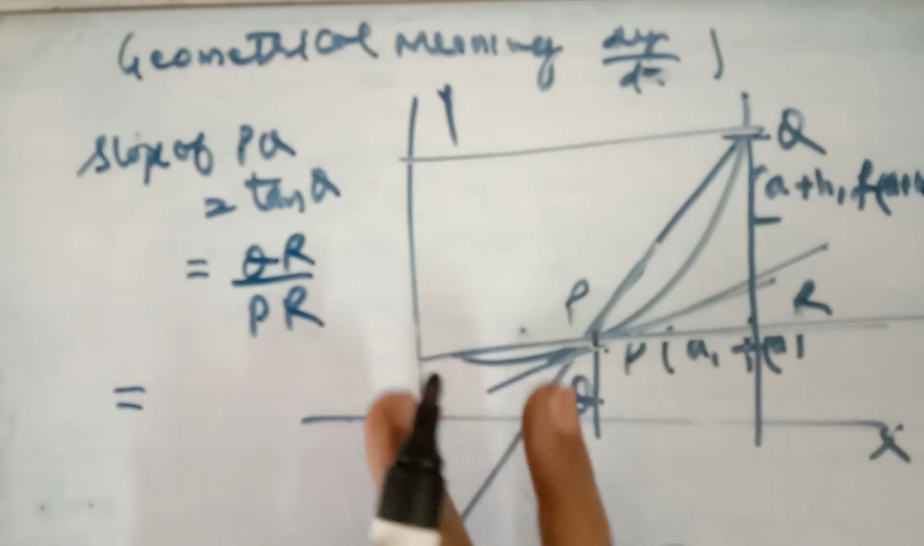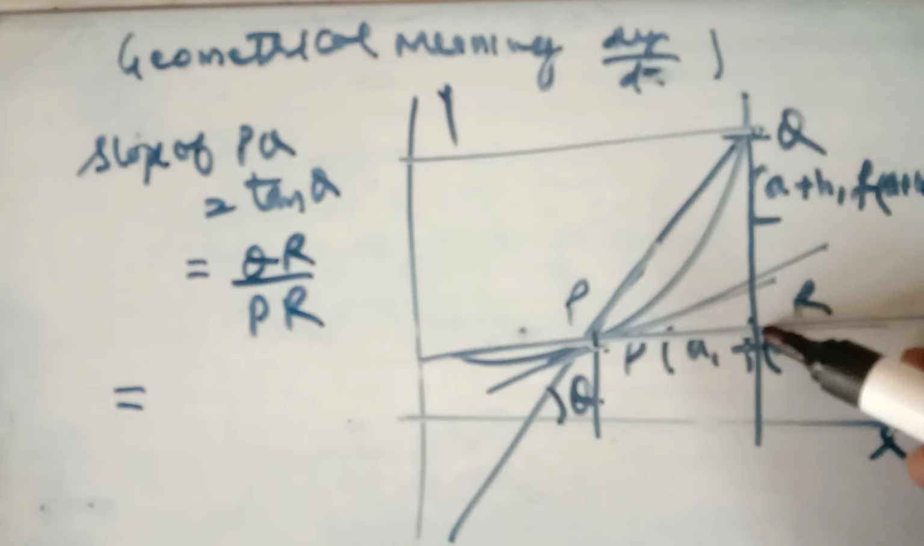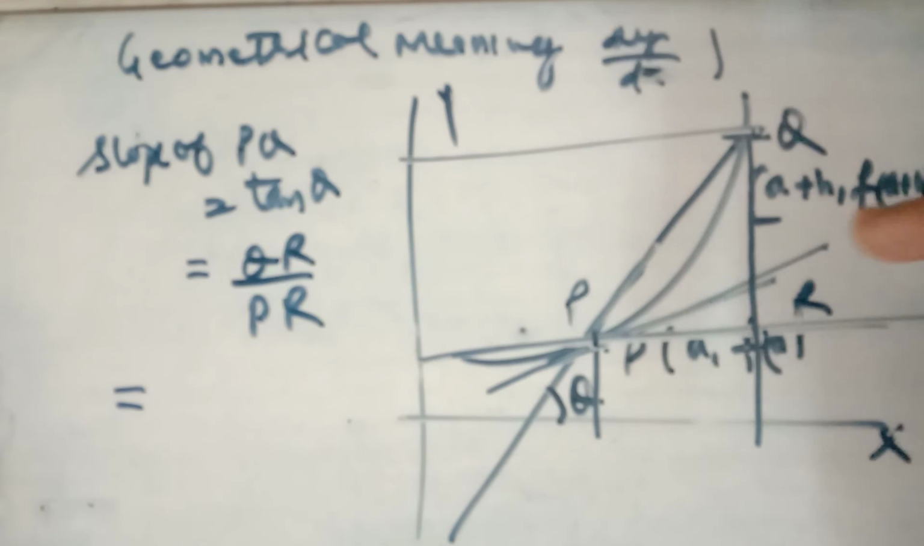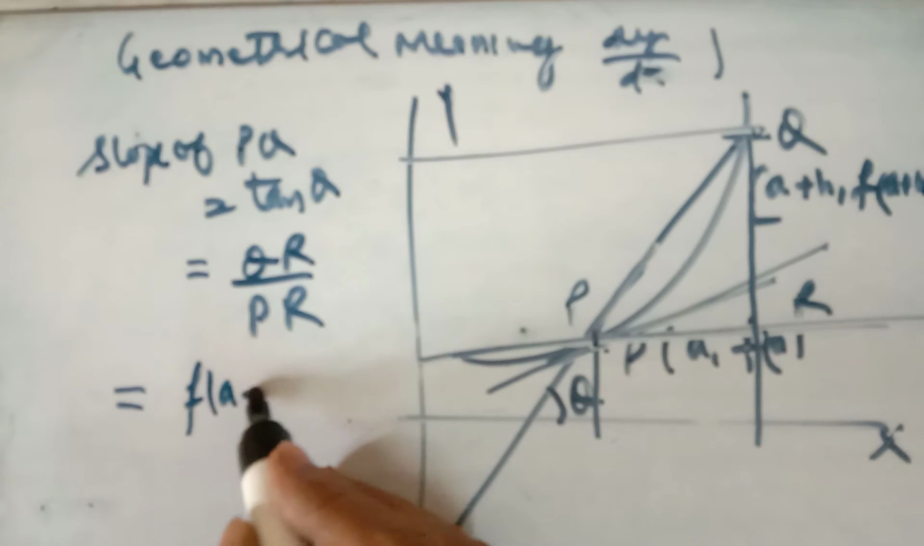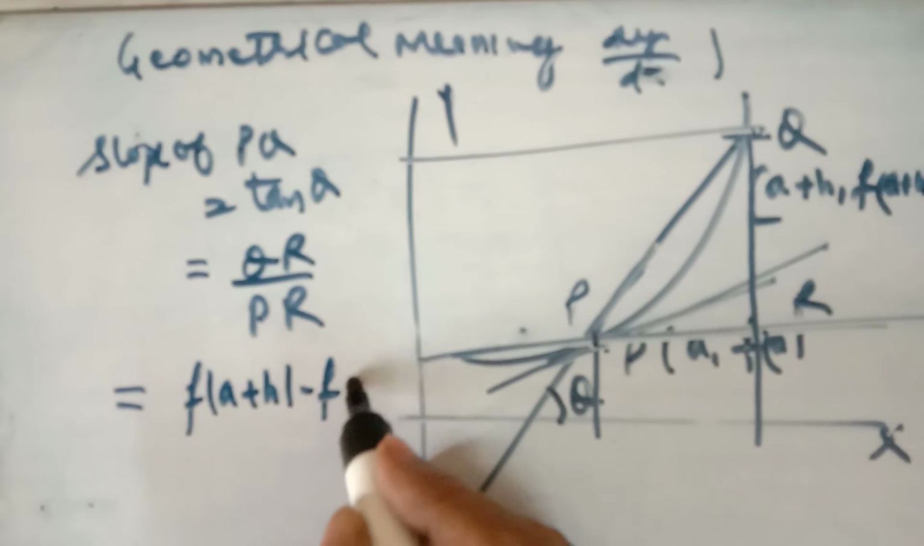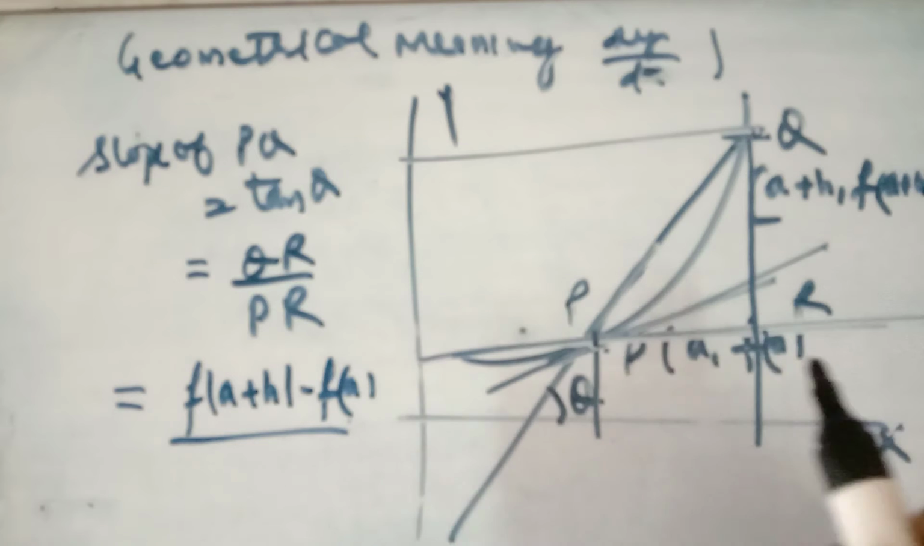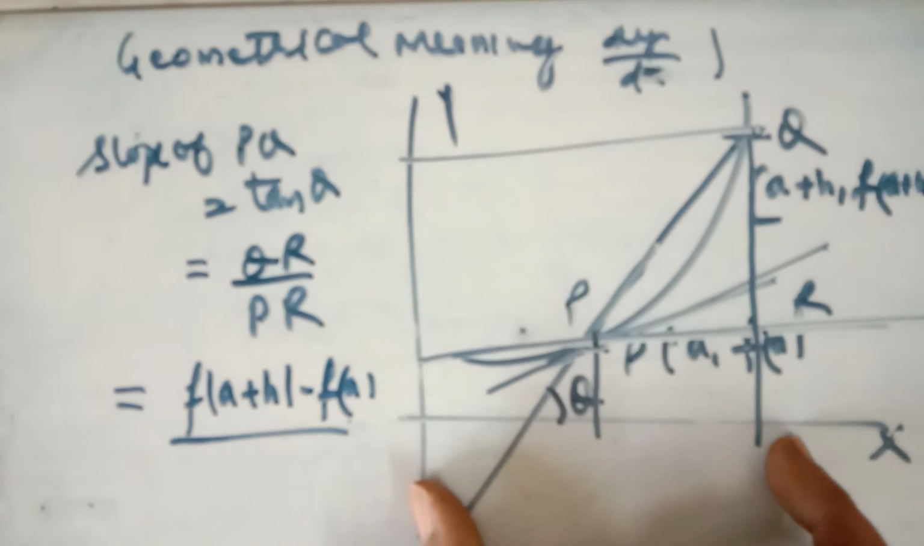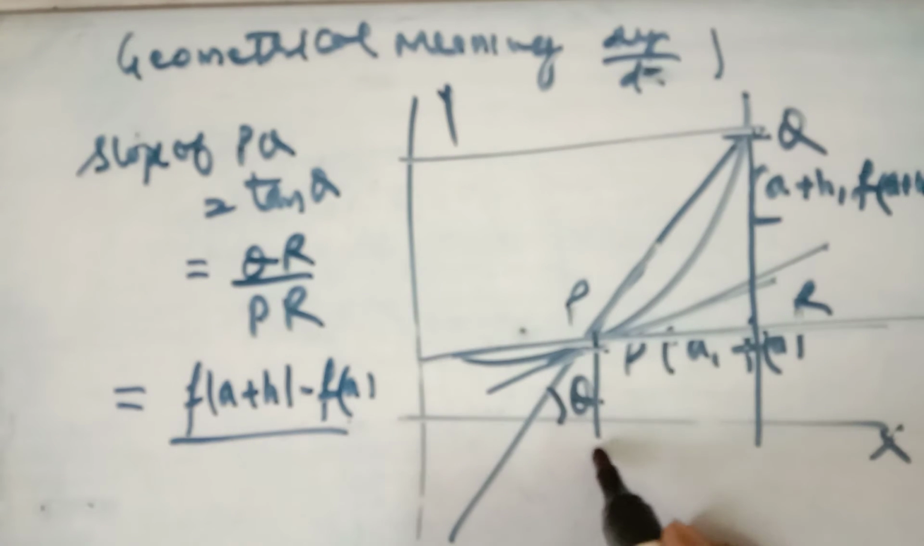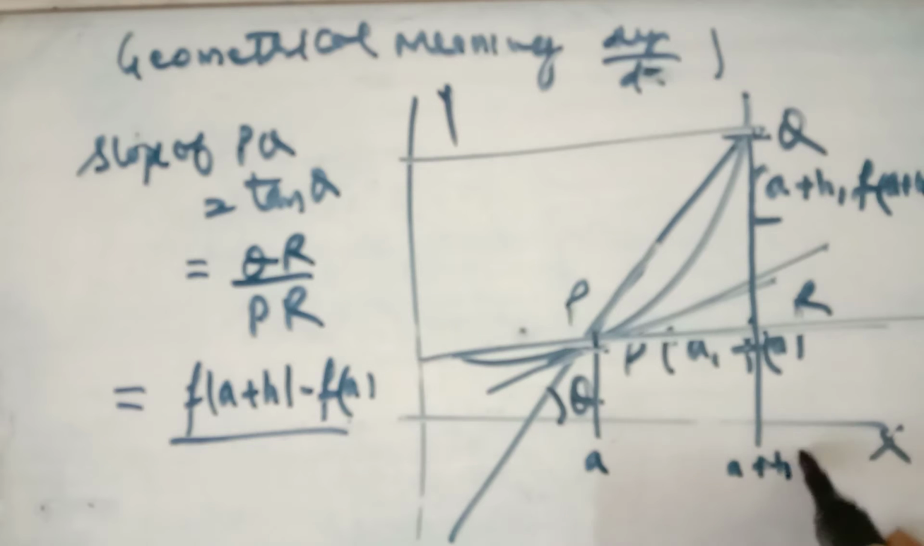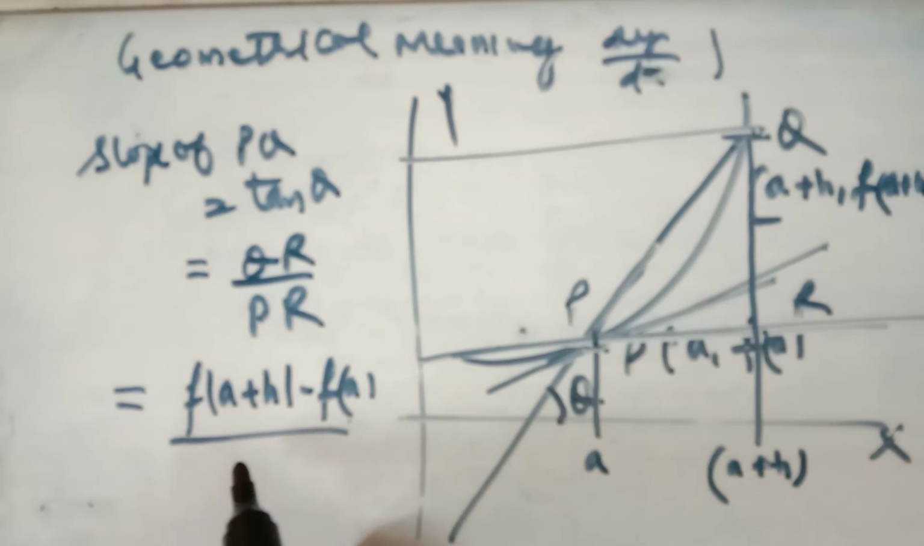Now what is QR? You can easily find it. QR, how much will it be? This minus this, that is f(a + h) minus f(a), upon PR. This is PR, so this minus this. Now this distance is a and this distance is a + h. So if we subtract, this will be equal to h. This is the slope of the secant.